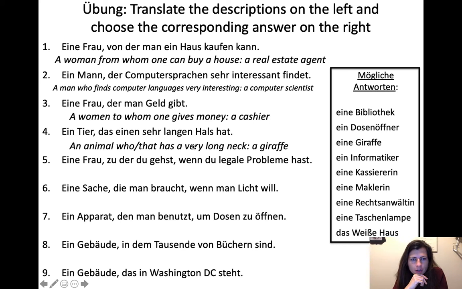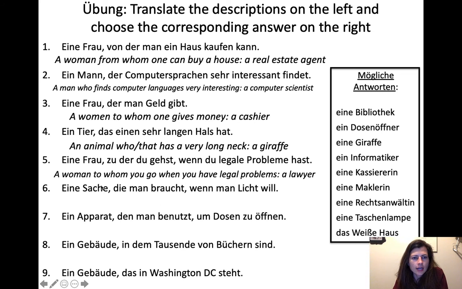Okay, eine Frau, zu der du gehst, wenn du legale Probleme hast. A woman to whom you go when you have legal problems. That's a lawyer, which is eine Rechtsanwältin. So a woman, and then zu der, to whom you go. So zu is always dative, so that's why this is dative.